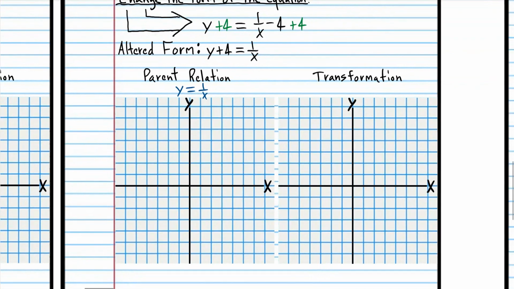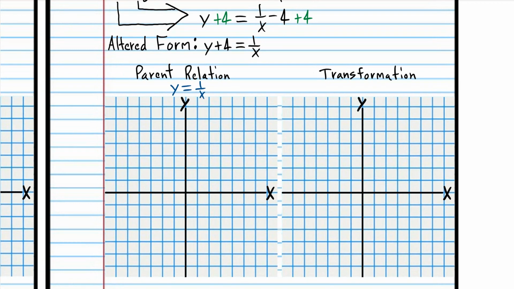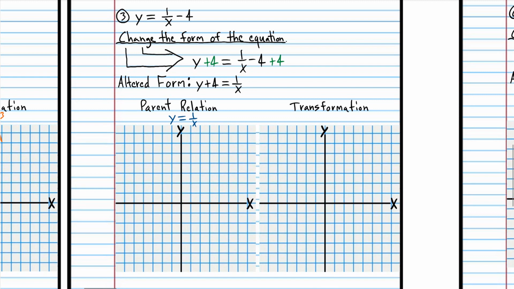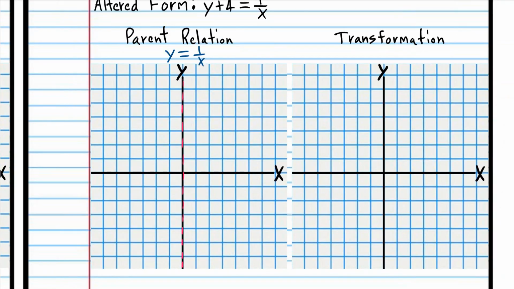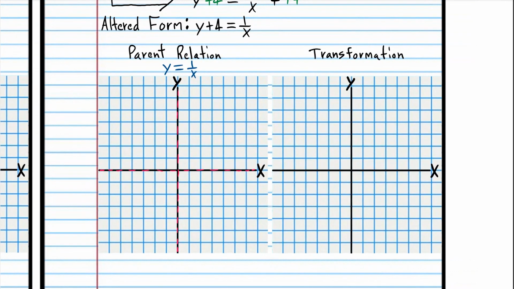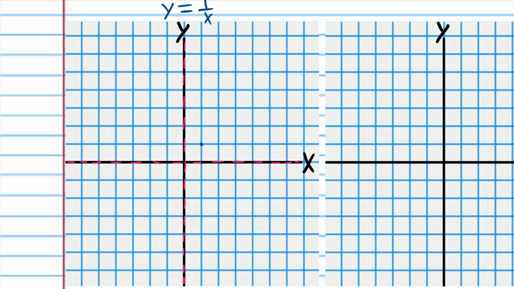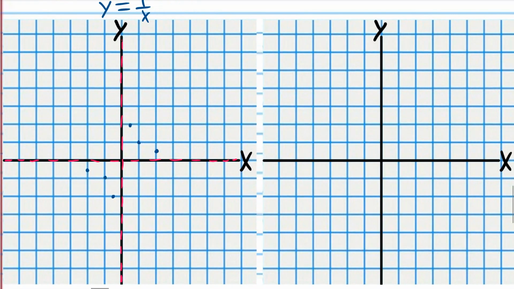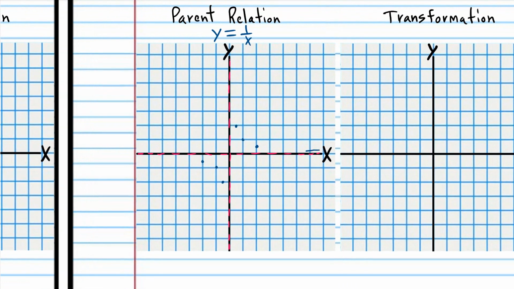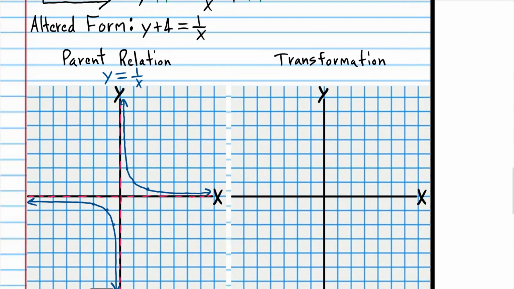So the parent relation is going to require some asymptotes. Remember, this is the reciprocal relation, and the reciprocal relation has 2 asymptotes. And then we have our reference points: 1, 1, 1/2, 2, 2, 1/2, -1, -1, -2, -1/2, and -1/2, -2. Those 6 reference points are always the same for the parent reciprocal relation. The parent graph for that relation.